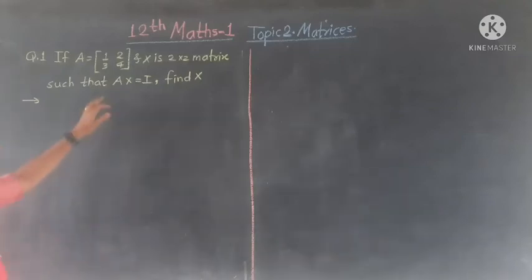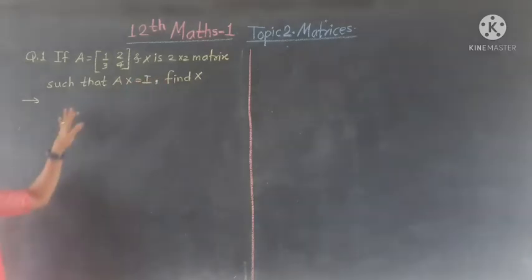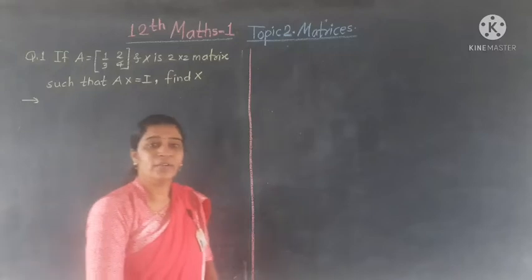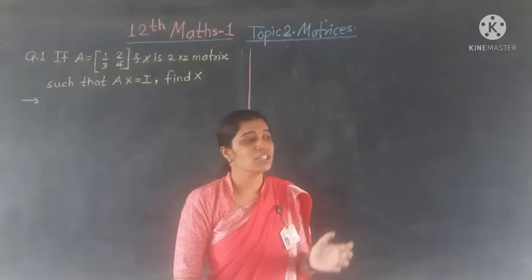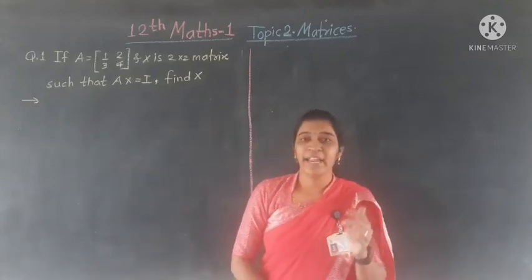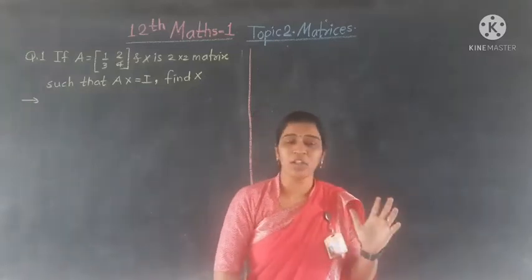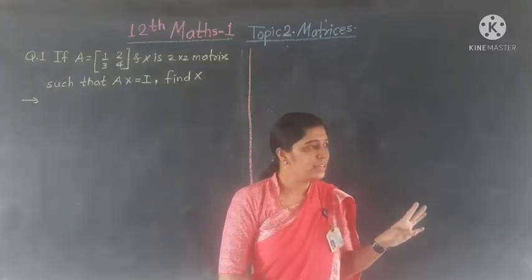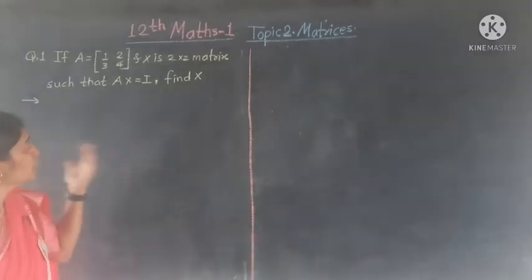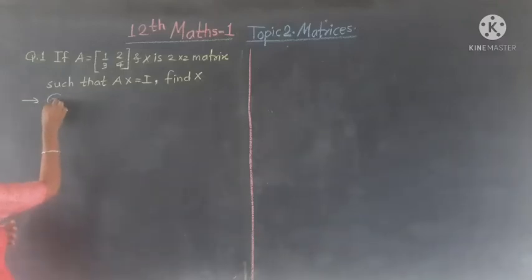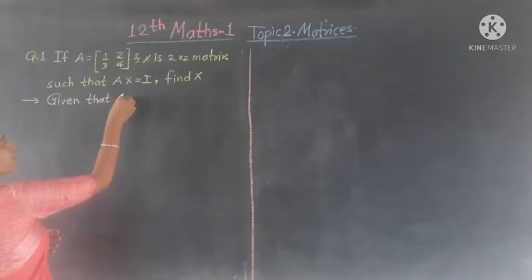If A is the given matrix and X is the matrix of order 2 by 2 such that AX is equal to I, then we have to find X. In matrices we have row transformation, column transformation, then the adjoint method for finding the inverse, and also the method of reduction. If these four concepts are clear, then you can solve the problem. See here, what is given? Given that AX is equal to I.